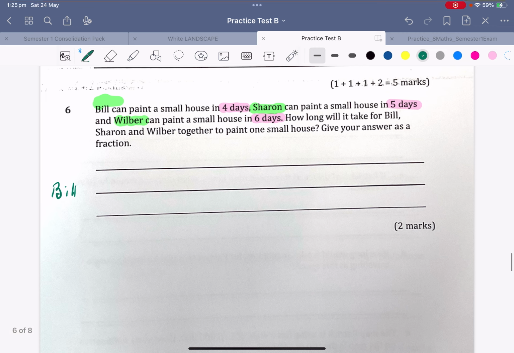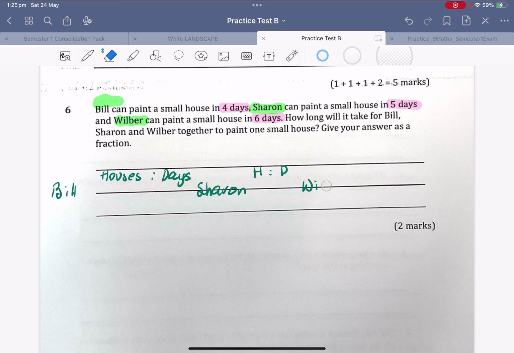We're talking about houses, and we're talking about days this time. Then we have Sharon, houses to days, and then we have Wilbur. Let's spell Wilbur correctly. He will not be happy. Houses to days.